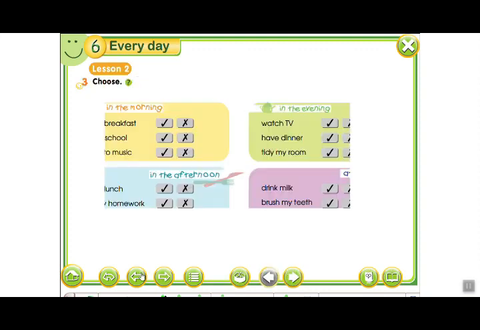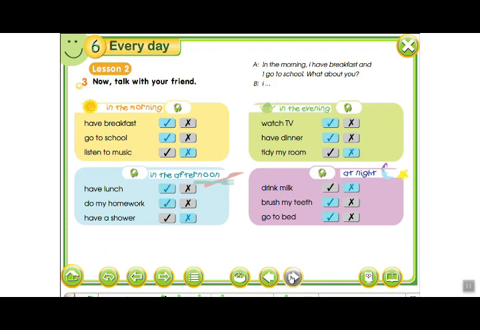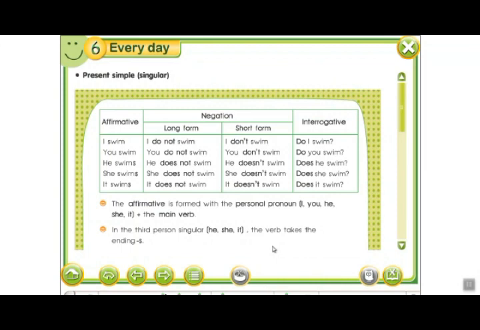Okay, so you can just speak after the speaker, repeat after them, and try to practice those vocabulary. Hello again. In this part, we will see how to use the present simple.